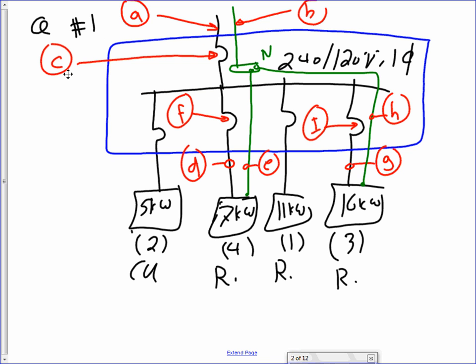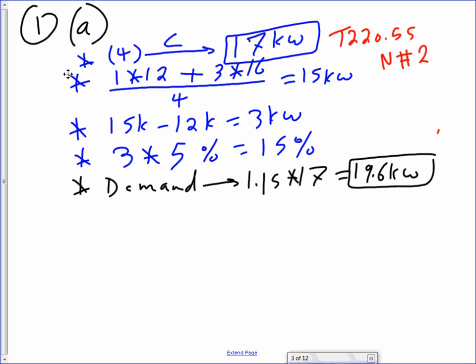Now, if you can see, this is only for the 16 and the 11. We apply C for them only, right? 1.15 times 17, 19.6 kW. Any comments? Any questions? So that's under column C. Everybody, can you guys see that? This calculation is for only 2 sets of them because you go under C.